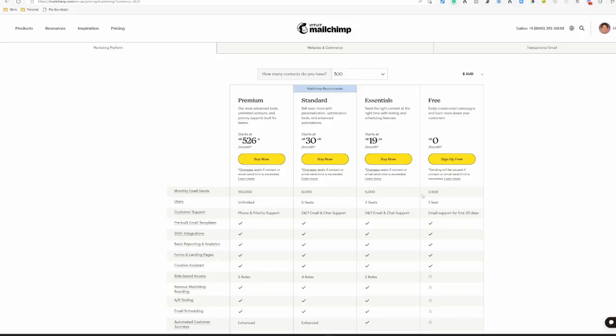Their free pricing is for 1 seat. Their Essentials one, you get 3 seats, 5,000 email sends. Then you go up to 5 seats and 6,000 email sends for 30 a month. And then you go to unlimited users and 150,000 email sends, which is a bit confusing. And then you've got these other add-ons up here.